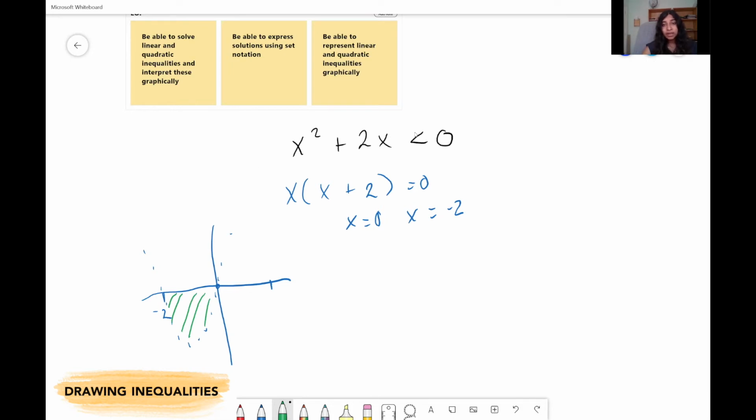Because it's less than 0, you can also think of this as being two equations. Let's say this was y equals x squared plus 2x, and this was y equals 0. Where is y equals 0? It's just the x-axis. That's why you know it's the ones below the x-axis. Let me label that to make it a bit clearer. But that's all you need to know about drawing quadratic inequalities.